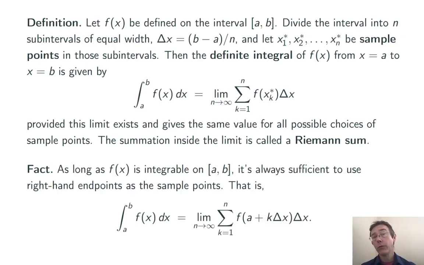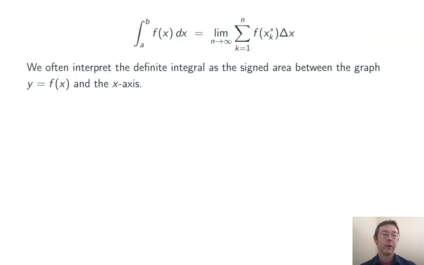One useful fact potentially in undergraduate calculus is that if f of x is integrable, that is, if that limit on that right-hand side exists, on the interval [a, b], then it's always sufficient to use right-hand endpoints as the sample points. So the definite integral can be written as the limit as n goes to infinity, sum k equals 1 to n, f of (a plus k delta x) times delta x. And if you've seen my video on the area beneath the curve, that definition is going to look familiar.